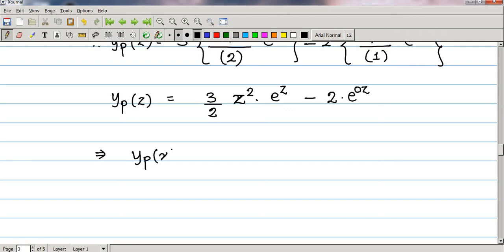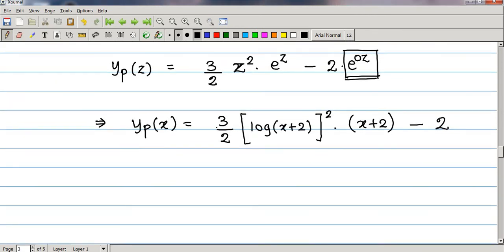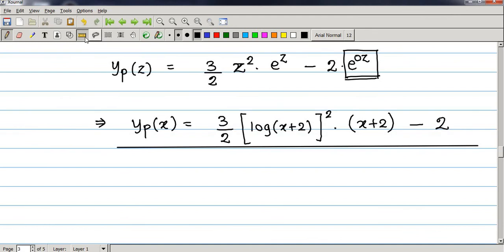Now we find the particular integral in terms of x. So 3 by 2 times, since z is equal to log of (x plus 2), and e raised to z is x plus 2, minus 2, where e raised to 0 is equal to 1. Therefore this is the required particular integral. We can denote it by equation number 3.